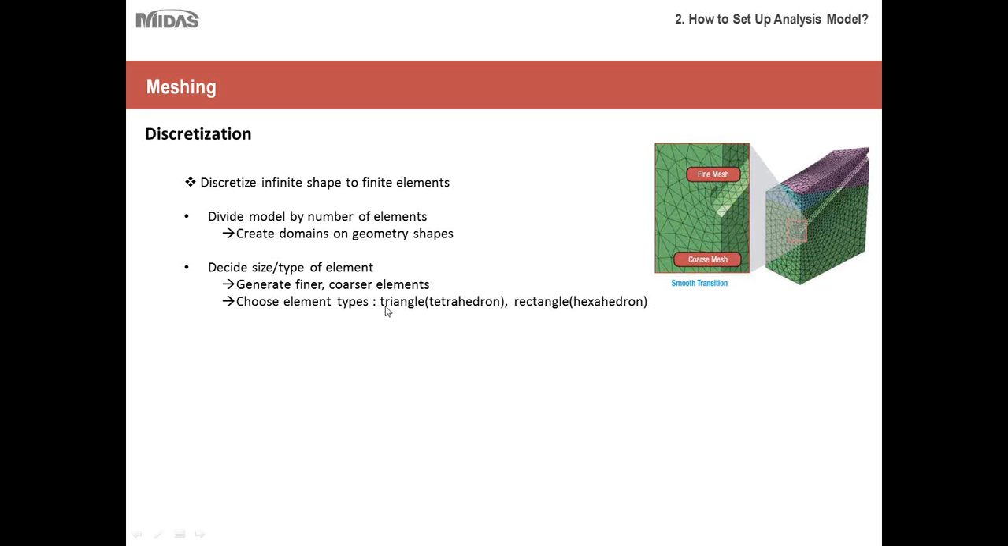By the type of element, I mean whether you have to use a triangular element or a rectangular element for your 2D analysis, or for your 3D analysis, the triangular element is called a tetrahedron, and the rectangular element is called a hexahedron. Now, depending upon the choice of the element type, your results get affected too. So here's a tip for you. To check displacement results, triangle elements are good enough.